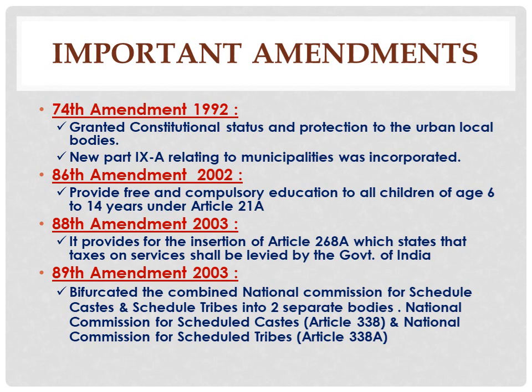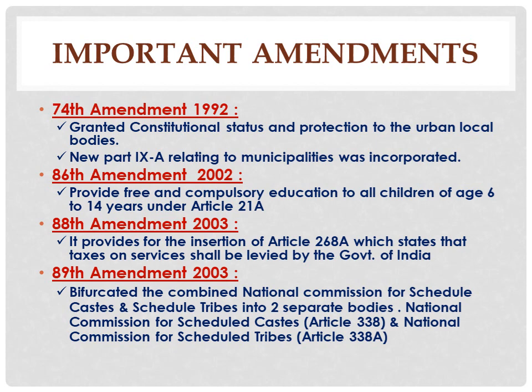The next is the 86th Amendment, which was made in 2002. It provided free and compulsory education to all children of age 6 to 14 years under Article 21A. 88th Amendment of 2003. It provides for the insertion of a new Article 268A, which states that taxes on services shall be levied by the Government of India and such tax shall be collected and appropriated by the Government of India and the states in the manner provided in Clause 2.